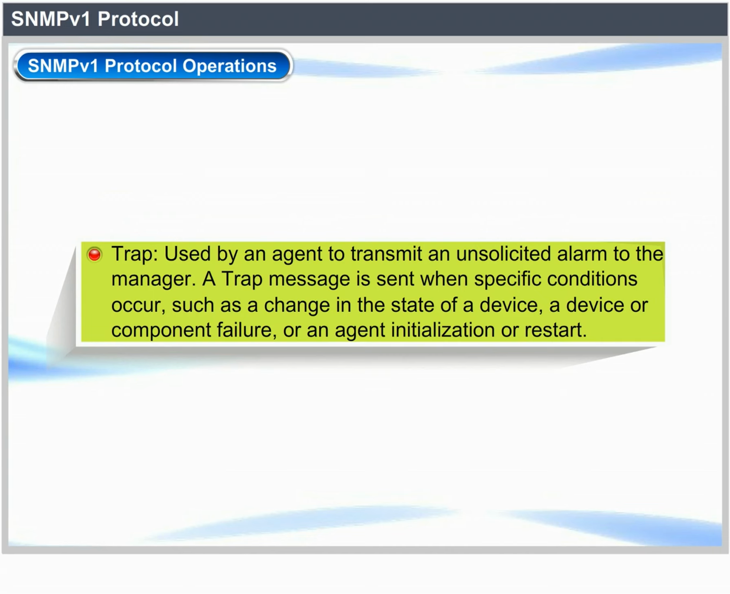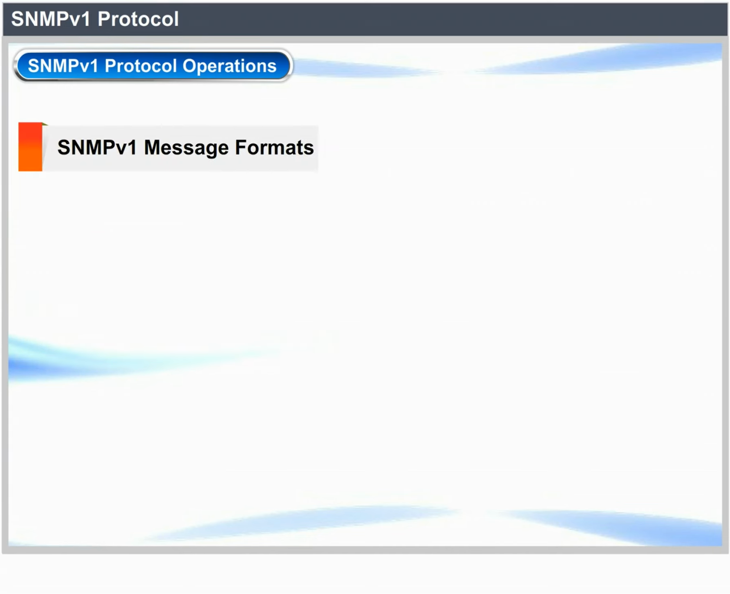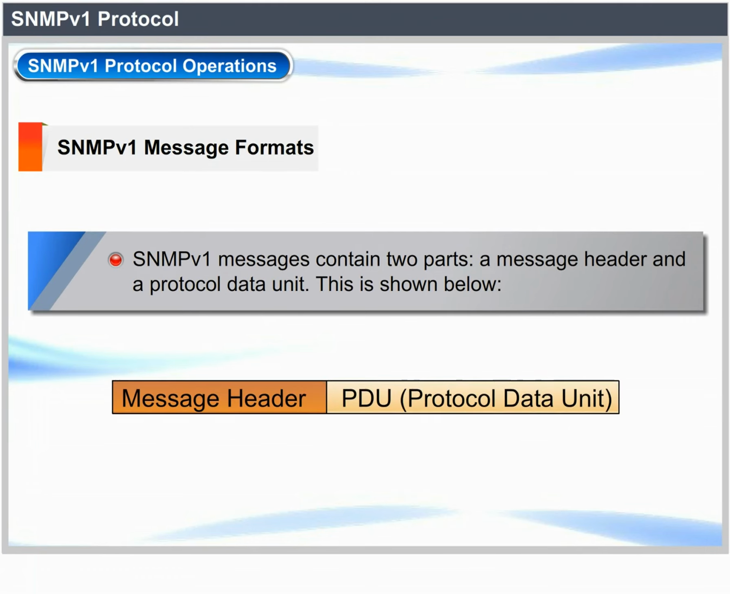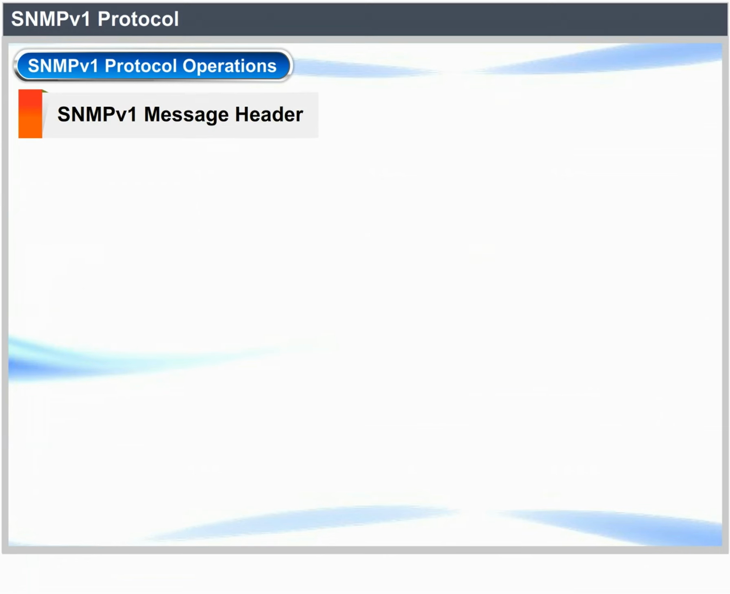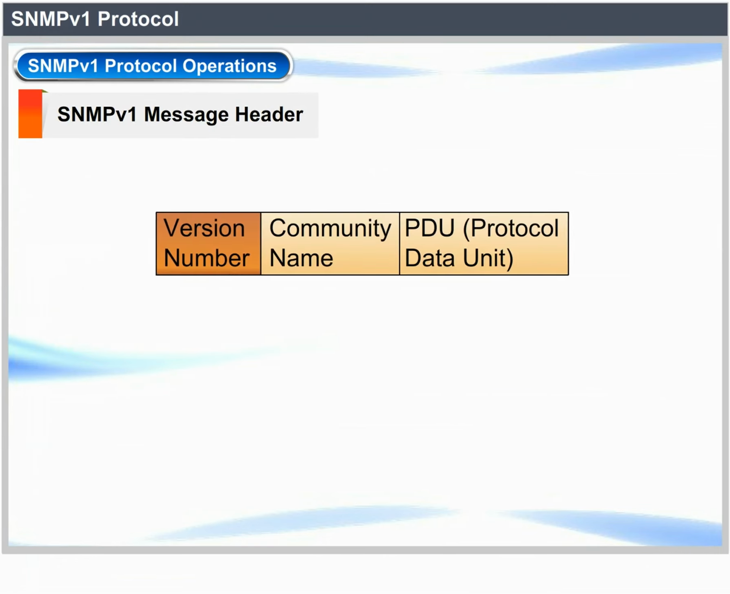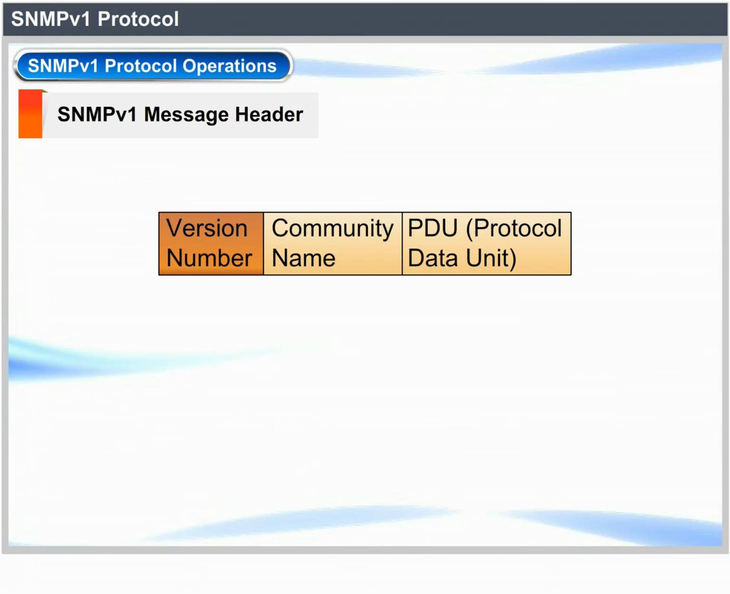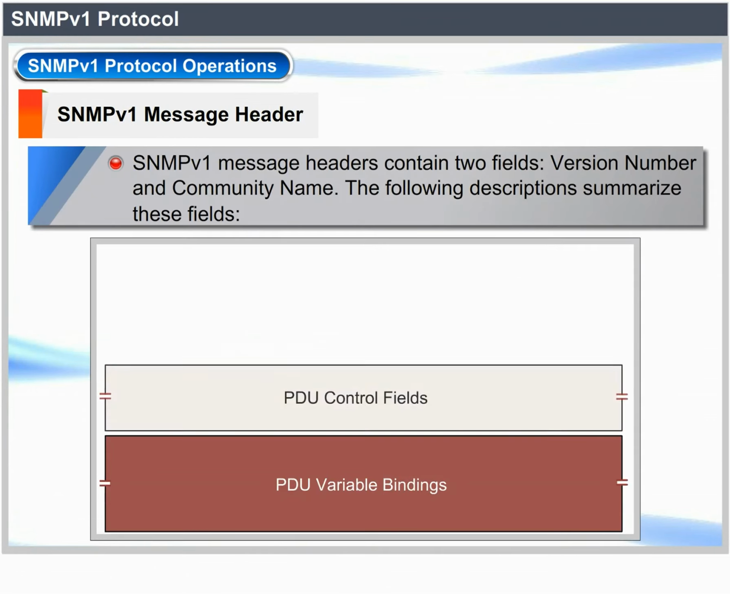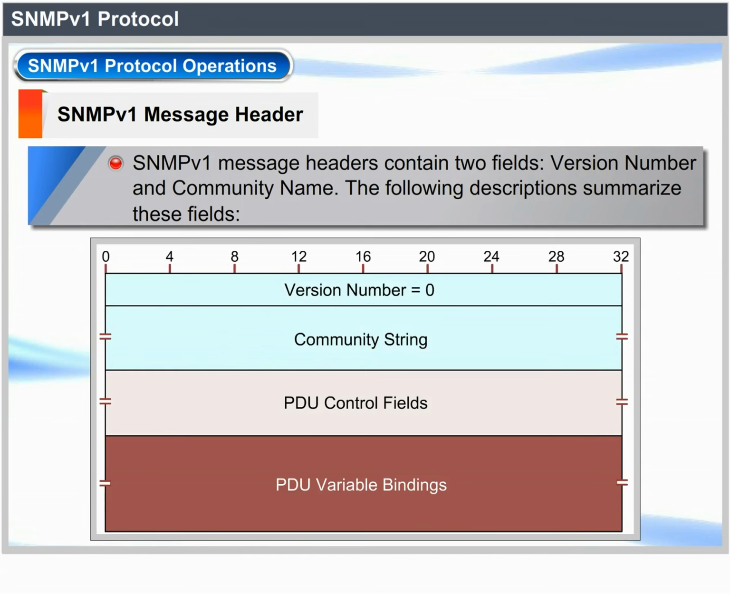SNMPv1 message formats. SNMPv1 messages contain two parts, a message header and a protocol data unit. This is shown below. Message header, PDU or protocol data unit. SNMPv1 message header: version number, community name, PDU or protocol data unit. SNMPv1 message headers contain two fields, version number and community name. The following descriptions summarize these fields.